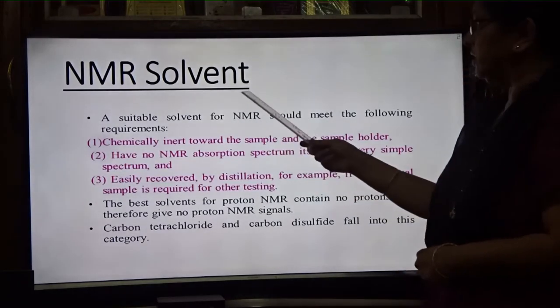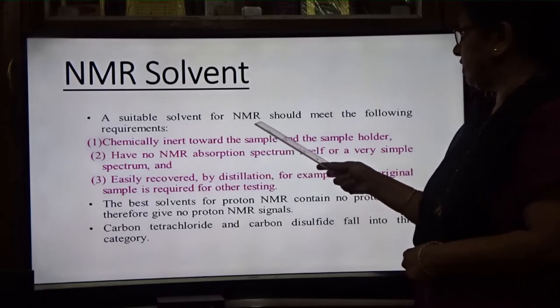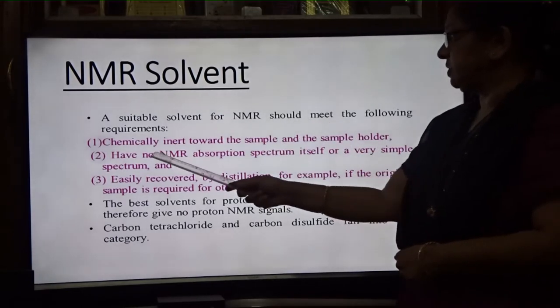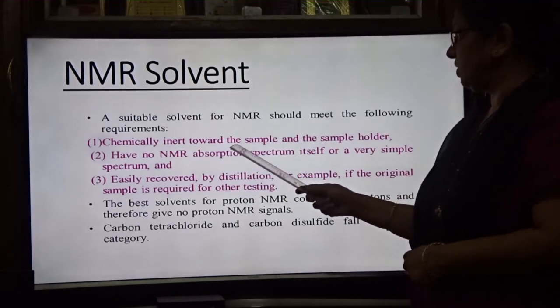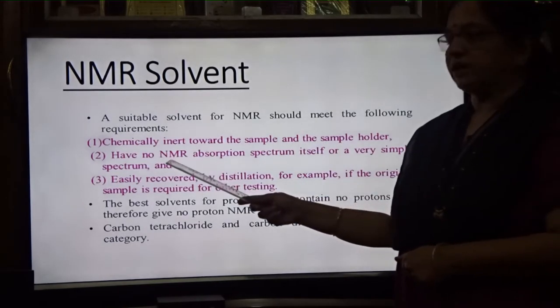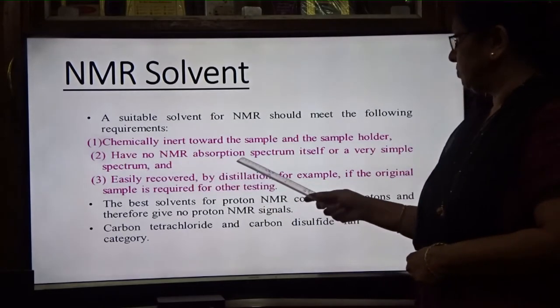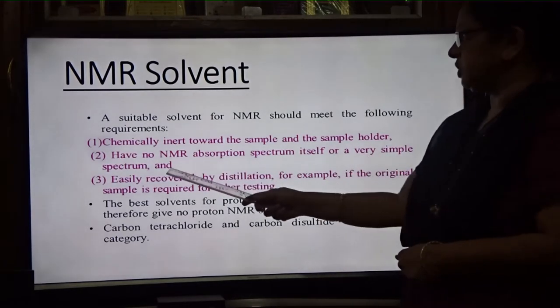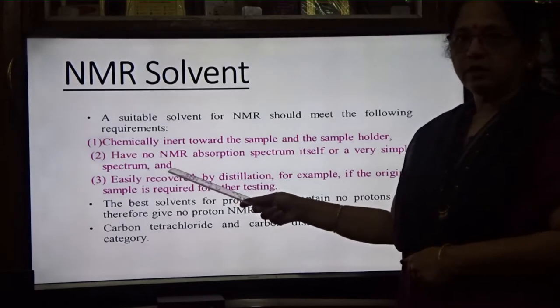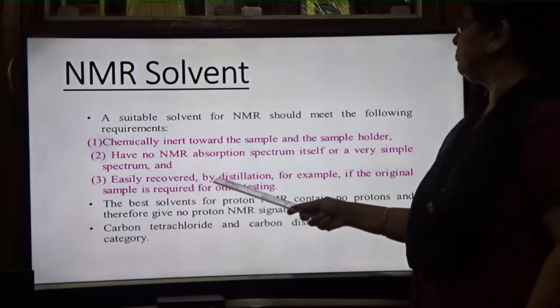So what are the qualities of a solvent to use in NMR? A suitable solvent for NMR should meet the following requirements. Chemically inert toward the sample and the sample holder. That means it should not react with the solute. Have no NMR absorption spectrum itself or a very simple spectrum. It should have a very simple spectrum. Easily recovered, that means it should be recovered easily by distillation.